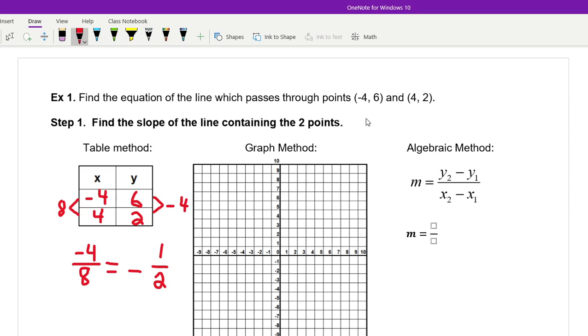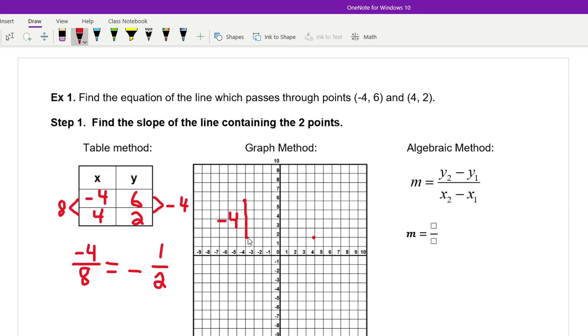Our graph method, we would plot the 2 points. So our first point being -4, 6. And our second point being 4, 2. Now from this situation, it's easy to tell that we are going down from our left point, thus being our negative, a total of 4 units.